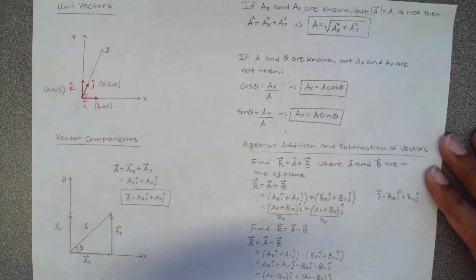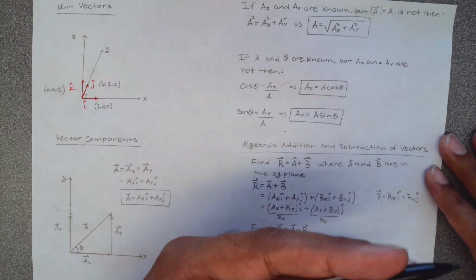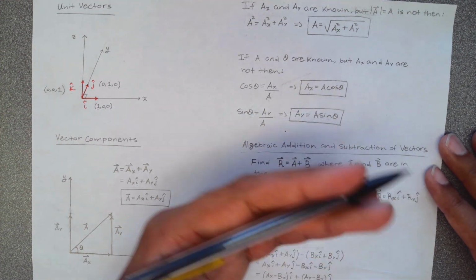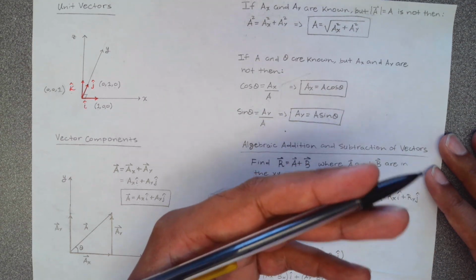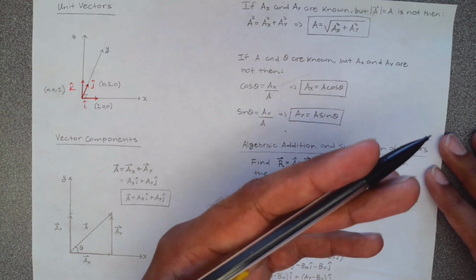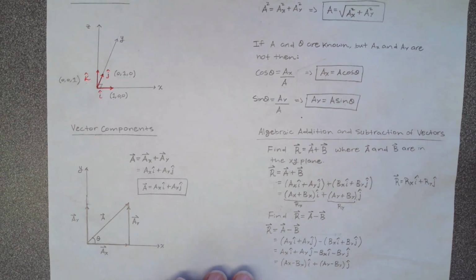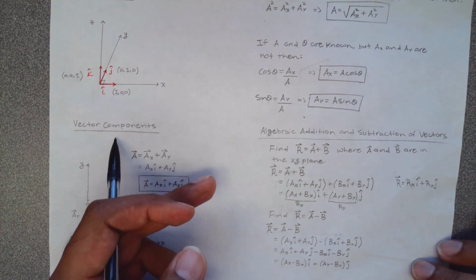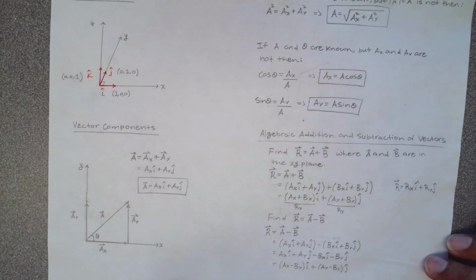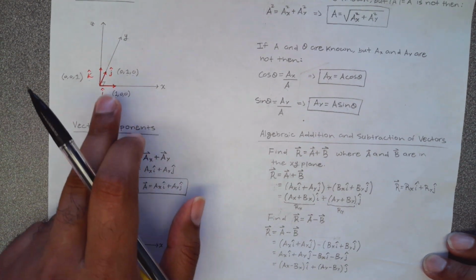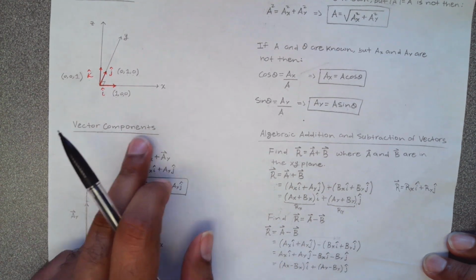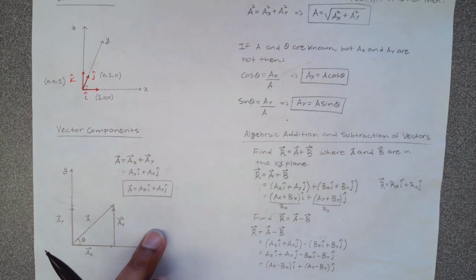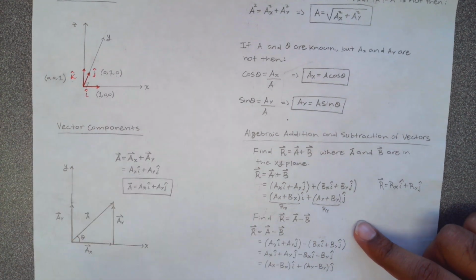So these are unit vectors, and they have no other physical meaning except that they tell you the direction along the x, y, and z axis, and they have a magnitude of 1. The use of this will become more clear once we understand vector components. So now let's discuss what vector components are.